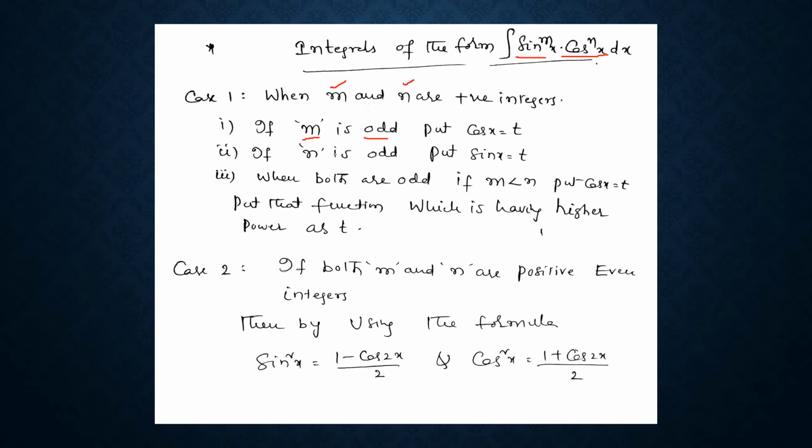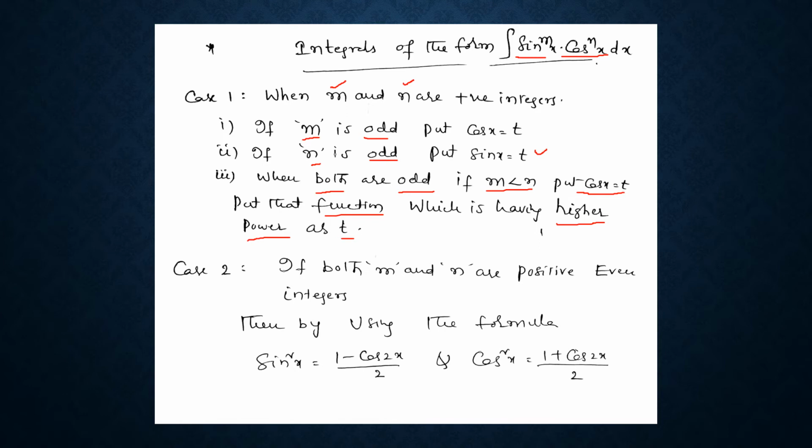If n is odd, that means if the power of the cos x function is odd, put sin x is equal to t, that is if m is even. So we are taking the substitution of the function which has the even power. The third case is when both m and n are odd integers. If m is less than n, put cos x is equal to t. That means put the function which has the higher power as t.